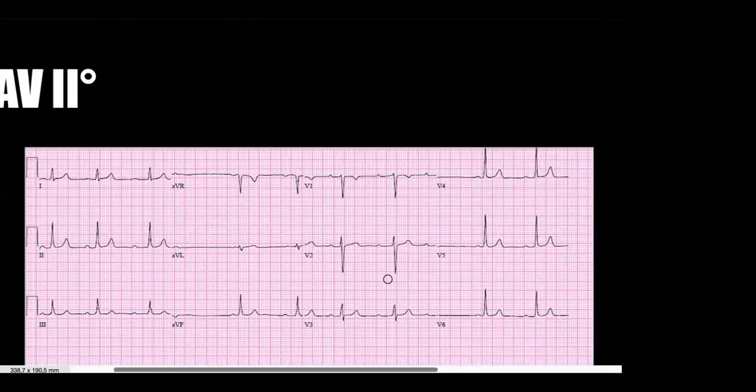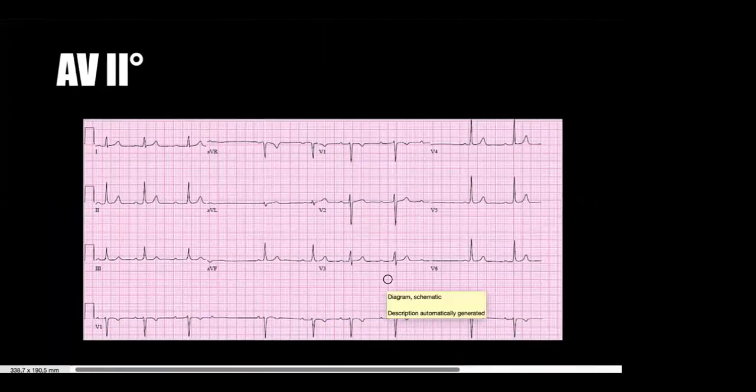Okay. Now we'll talk about the type 2 of the second degree AV block, also known as the Mobitz type 2. Let's take a look at lead 2 again. I always refer to lead 2, and most clinicians always refer to the second lead, because if you look at the positioning of the electrodes, lead 2 basically looks at the heart from the apex to the top.